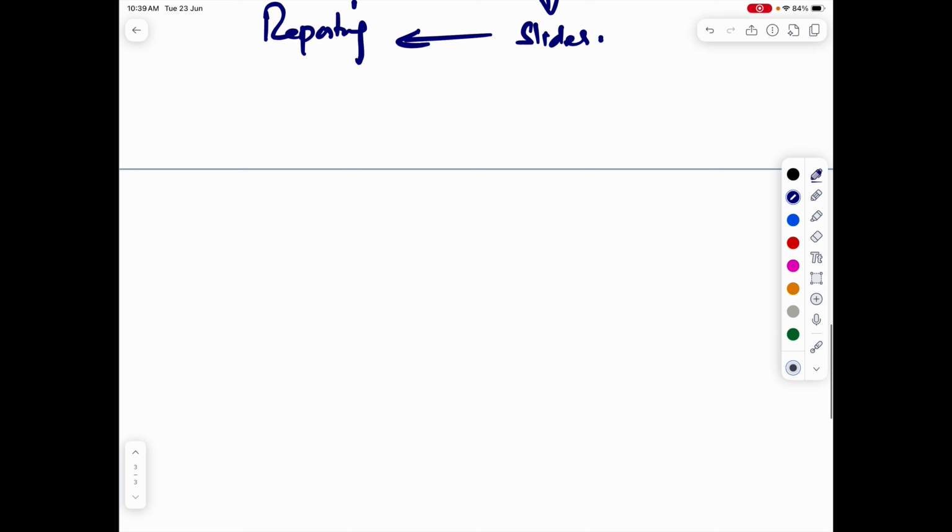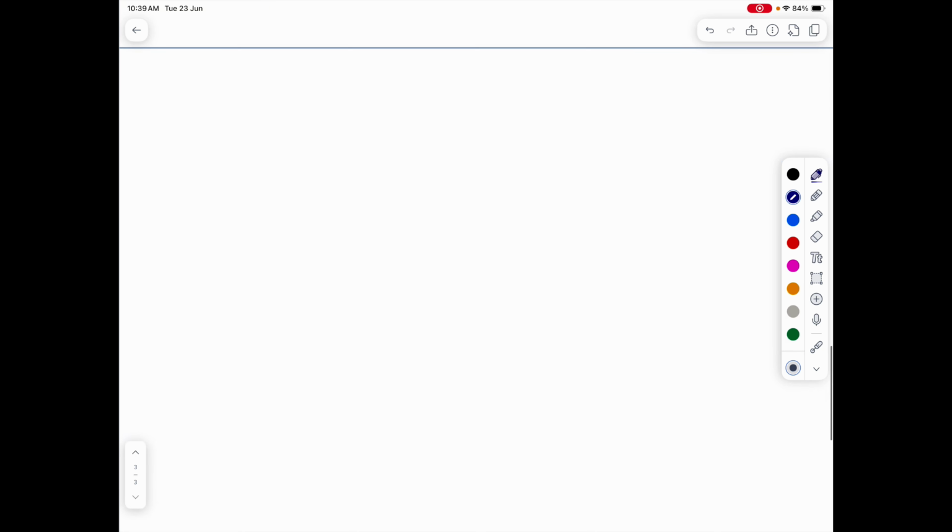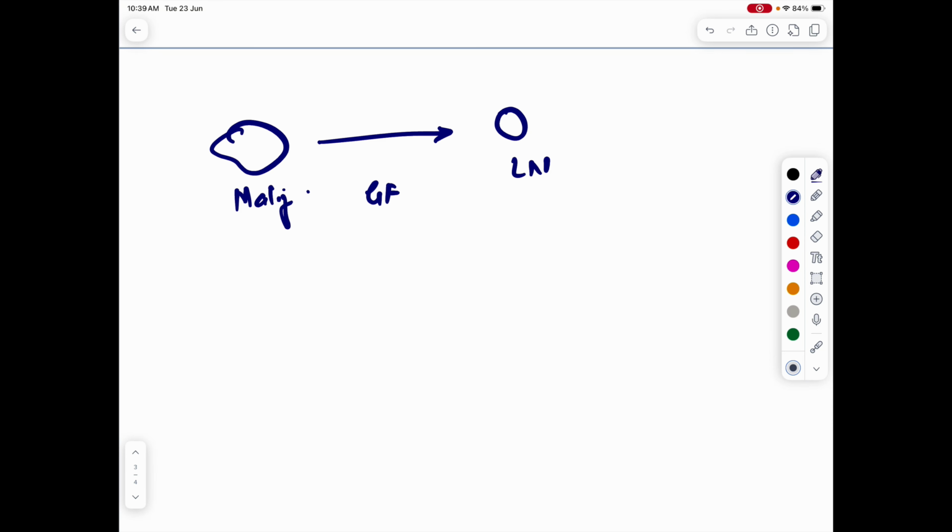Now, how do malignant cells travel to the lymph node? Here is the tumor and this is the lymph node. A cancer cell secretes growth factors. These growth factors are taken up by the lymphatic capillaries and cause growth of lymphatic capillaries. These growth factors cause lymphangiogenesis, so new vessels form.